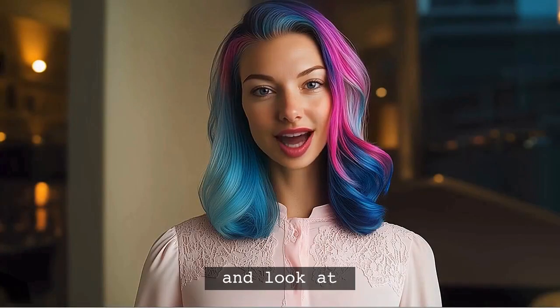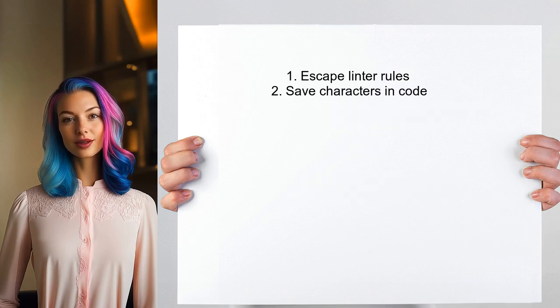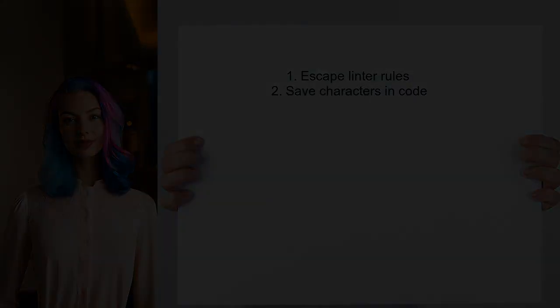Let's move forward and look at another answer. One user shares two practical use cases for JavaScript's void operator. First, they mention using void to avoid ESLint errors related to unawaited promises. By using void with a fetch call, it appears to ESLint as if the promise is being handled, even though it's not awaited. Second, they highlight that void can replace undefined with void 0, which is useful in environments where undefined might be shadowed. This also saves characters in compiled code, making it a more efficient choice.